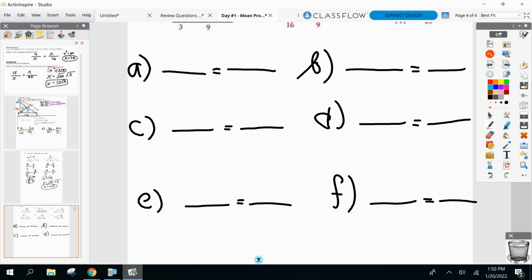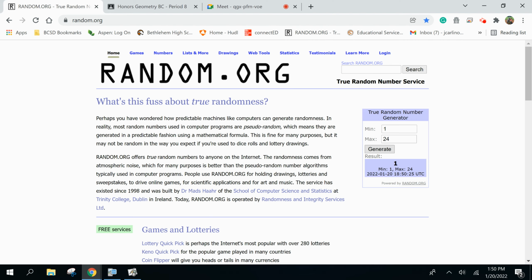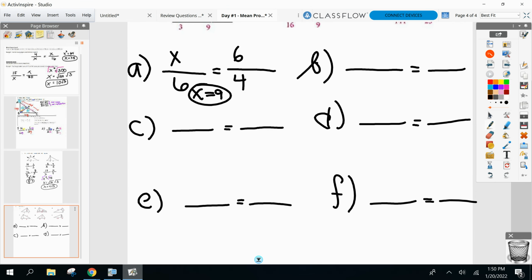Here we go. Letter A. What's our proportion? Good. And then remember, I don't want to keep reminding you guys every time, but the extremes can be switched. Every proportion I'm given, the extremes can be switched. That's fine. And we should have ended up with x equals 9. Good deal. How about letter B now? Letter B. Oh, one right up here. Meg?